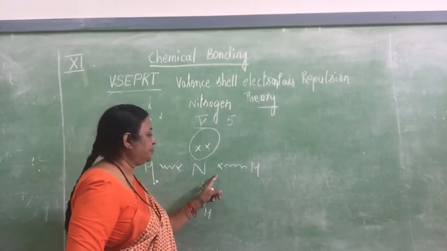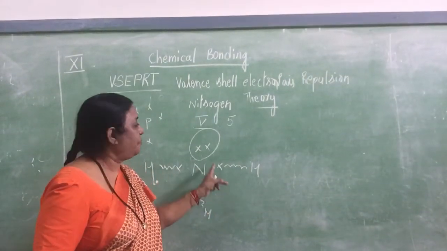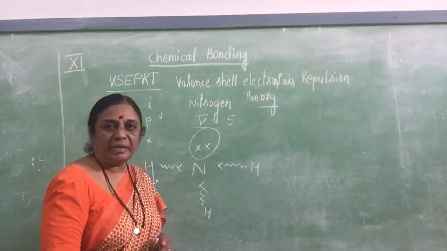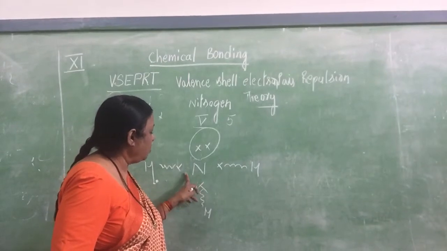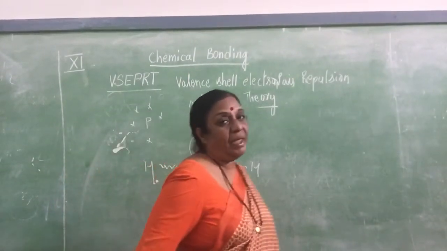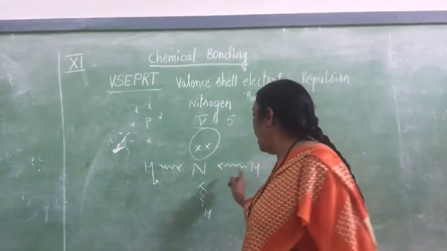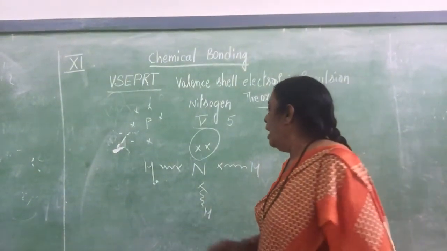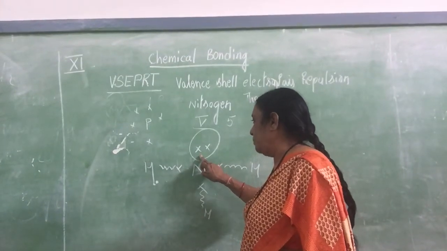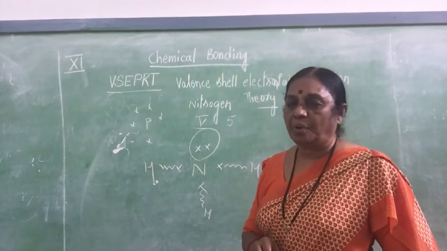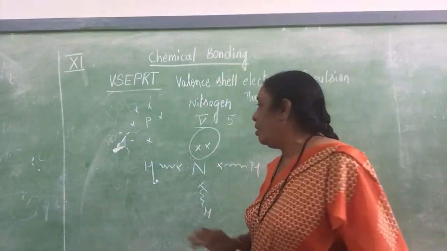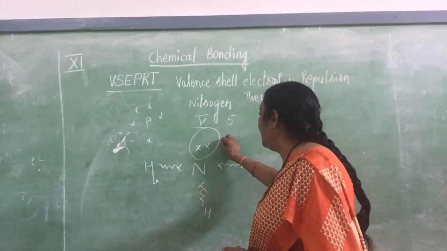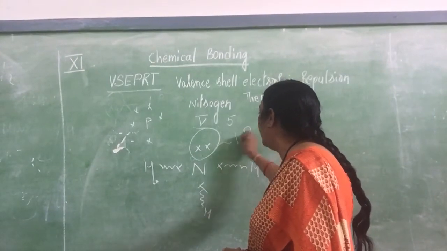Take for example nitrogen, 5 electrons are there. The unpaired electrons of the nitrogen atom make bonds with the unpaired electrons of 3 hydrogen atoms. Now the lone pair electrons are that electron pair which are not involved in the bond formation. The lone pair will remain as it is.